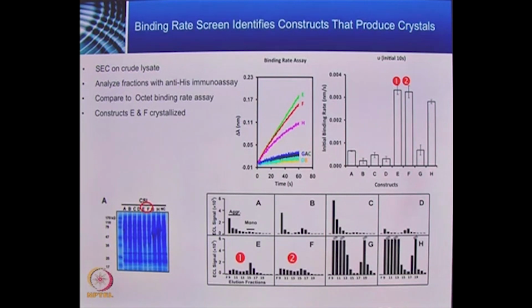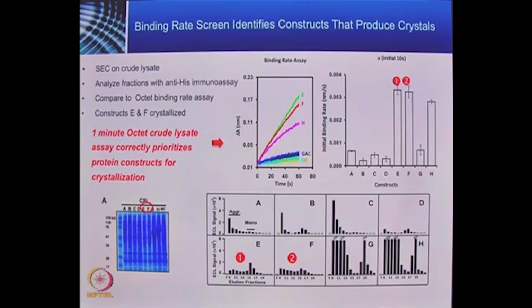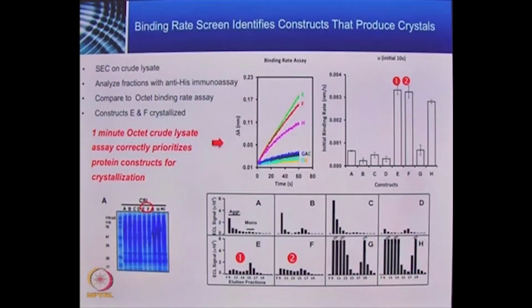The main learning point from this study is that by performing a 1-minute assay using BLI technology on the Octet platform, you can correctly prioritize the protein constructs which are suitable for downstream crystallization, which helps you to simplify your research process and speed up the process for you to get the crystals for further structural analysis.